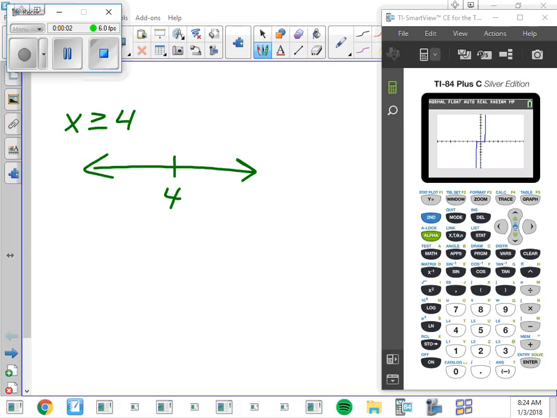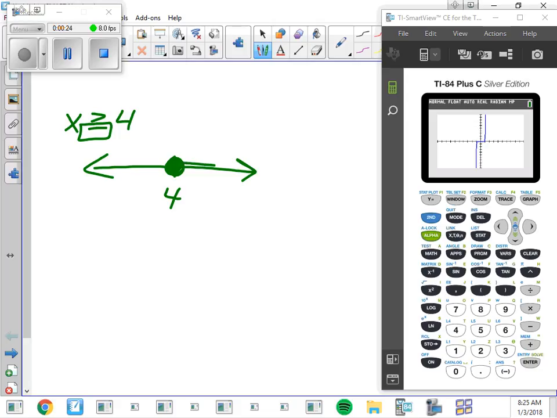How would I represent x is greater than or equal to 4 on this number line? What sort of circle do I use around the 4? A filled in circle. Why is it filled in? Because there's an equal to. 4 counts. 4 is part of the answer. Now what do I do?